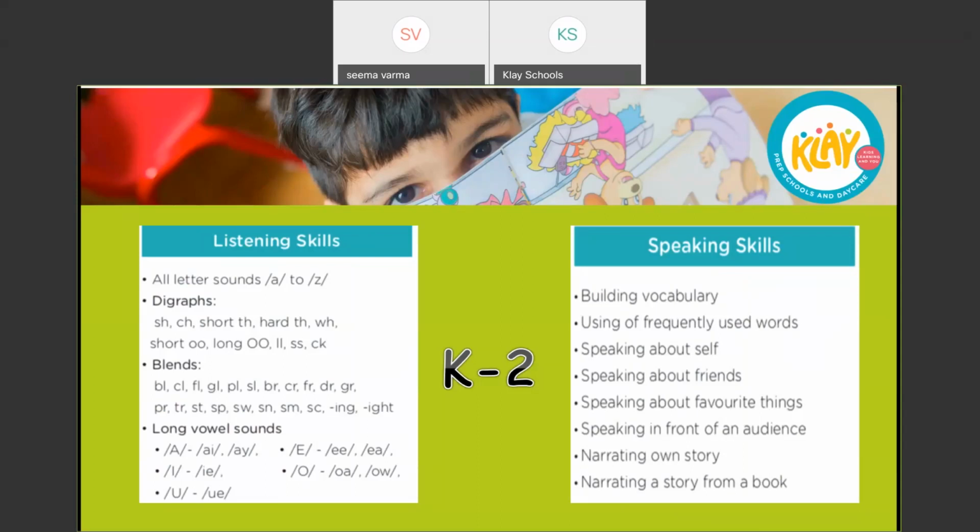Apart from digraphs, children are also well versed in and familiar with blends. Just to give you an idea, a blend is a group of letters that work together, each using its individual sound. So phonetic sounds, basically: bl, cl, br, cr. Along with this, children are very confidently using long vowel sounds and short vowel sounds.